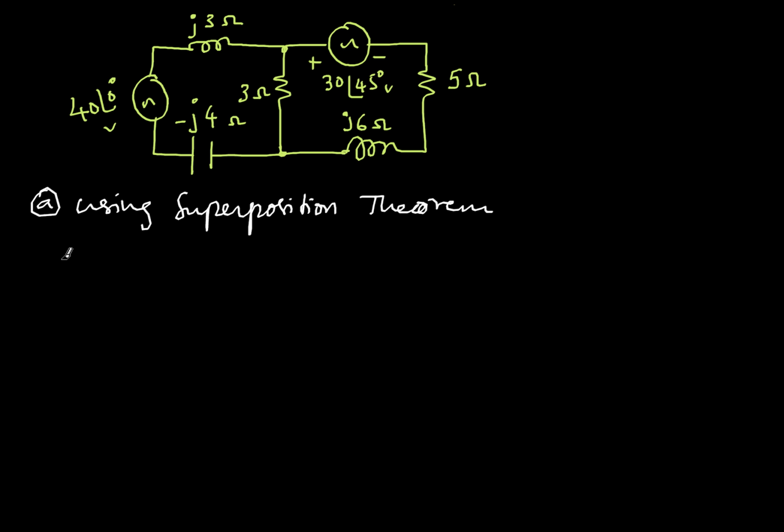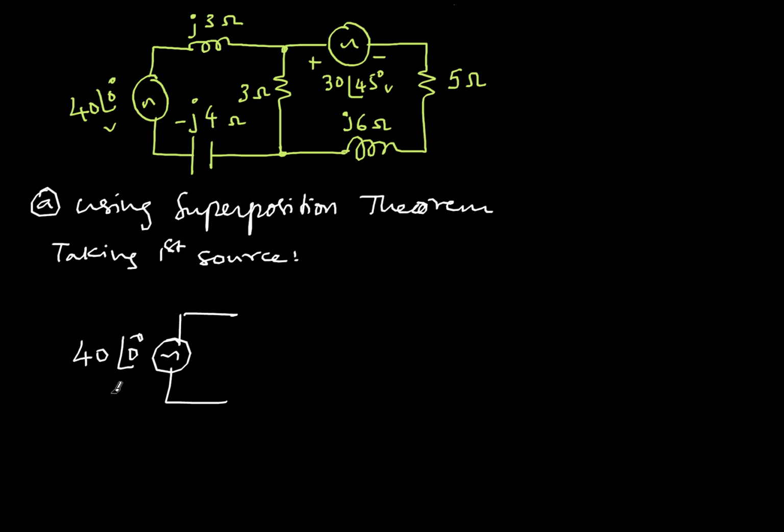So I redraw, taking the first voltage source. I have a voltage source like this, and it is 40 at 0 degrees. As you know, this is the RMS voltage, and the phase is 0 degrees. Then I have J3 and then minus J4. By the way, this is not a resistance; this is an inductance, so I put J3, and minus J4 is the capacitance.